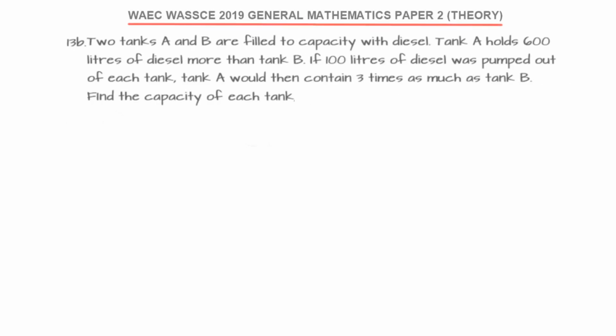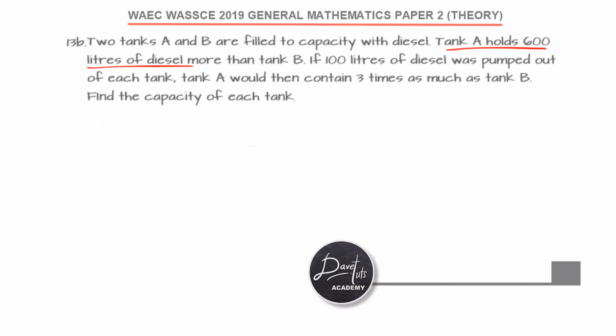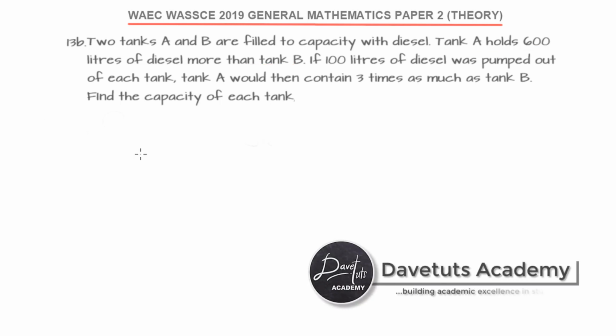We have this question on word problem, and we are told that two tanks A and B are filled to capacity with diesel. Tank A holds 600 liters of diesel more than tank B. That's 600 liters of diesel more than B. Then we are told that if 100 liters of diesel was pumped out of each tank, tank A would then contain 3 times as much as tank B. We have to find the capacity of each tank.